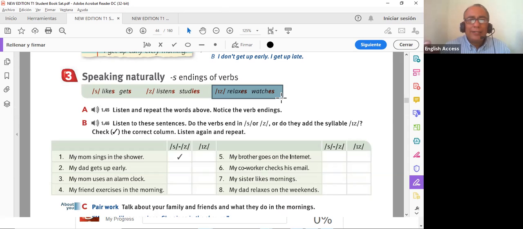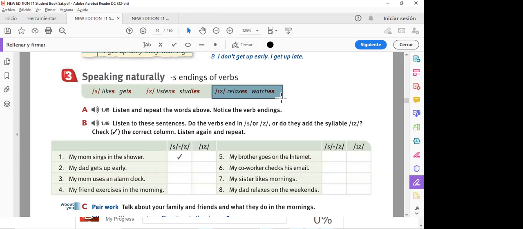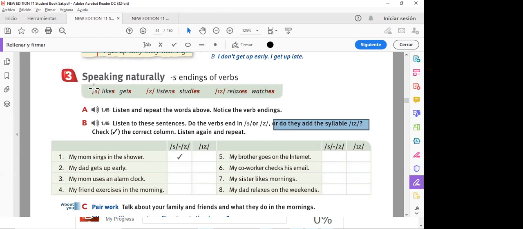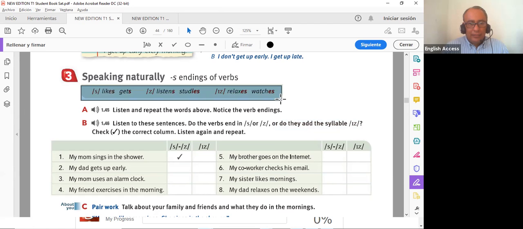Relaxes. Relaxes. Watches. So you add another syllable. It's right here. When we use this one, it's like adding an extra syllable. Relaxes. So 3 sounds, 3 different sounds for verb endings. So let me put the track on play so you can hear it. Here goes.